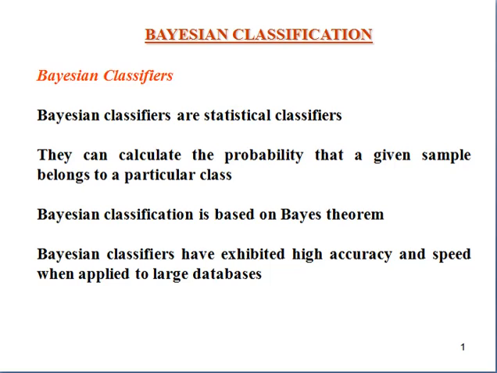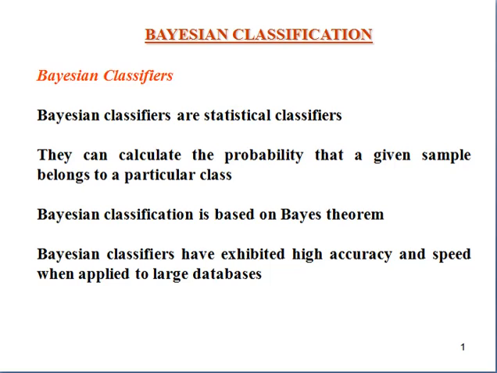Bayesian classifiers have exhibited high accuracy and speed when applied to large databases. So it is a very good plus point due to which many people have used Bayesian classifiers, because as compared to other classifiers, Bayesian classifiers can give you a very good accuracy rate with very less computation time, because in most cases when we apply other machine learning classifiers on large databases, they take a lot of time, and sometimes it becomes impossible to bear that computation cost.